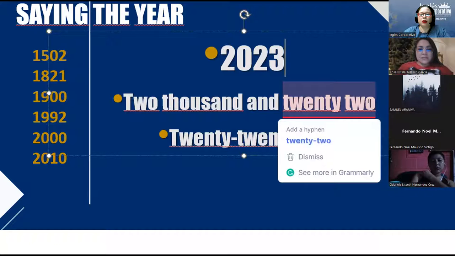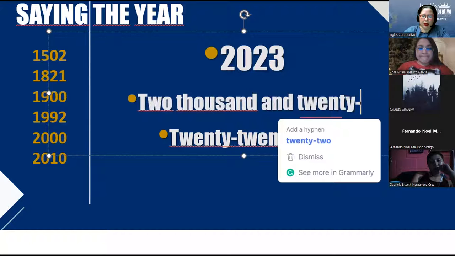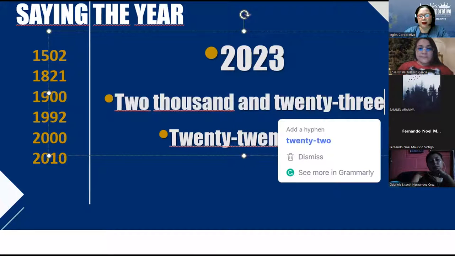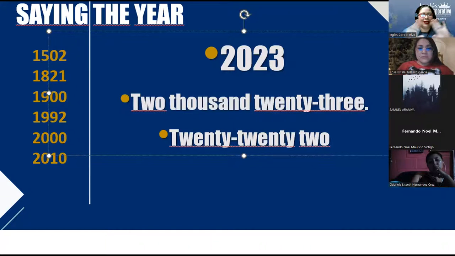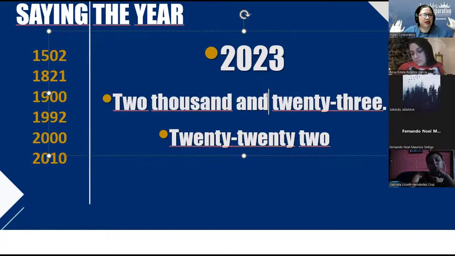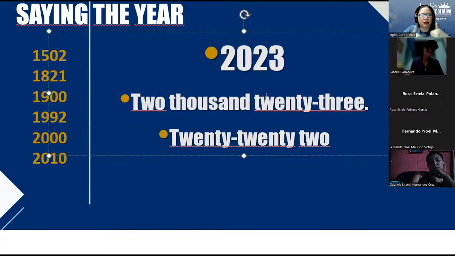So we are going to use, for example, here, 20, and then the dash and 3. Okay? 2023. It's not important to say "and." We can just avoid saying "and." You can say "and" too. It doesn't matter. 2023. Better. All right? 2023.